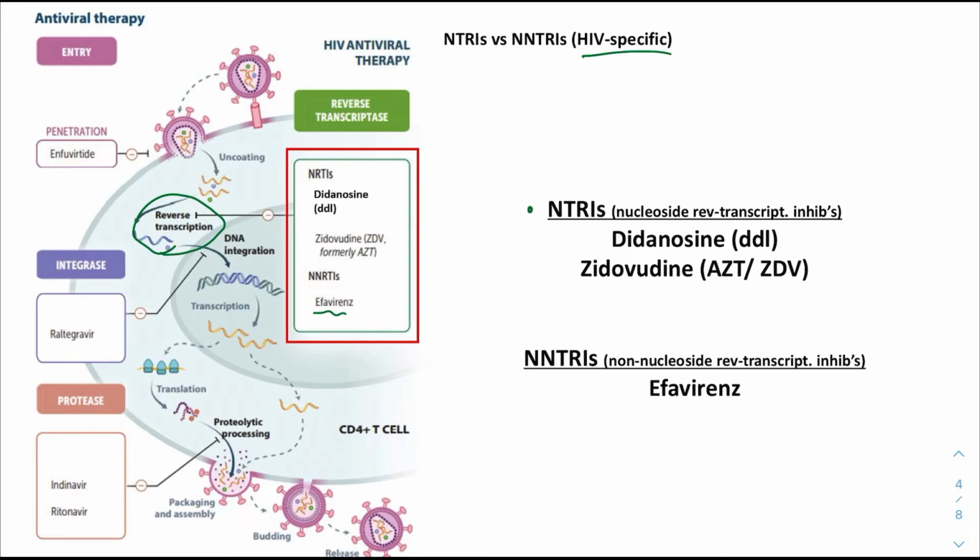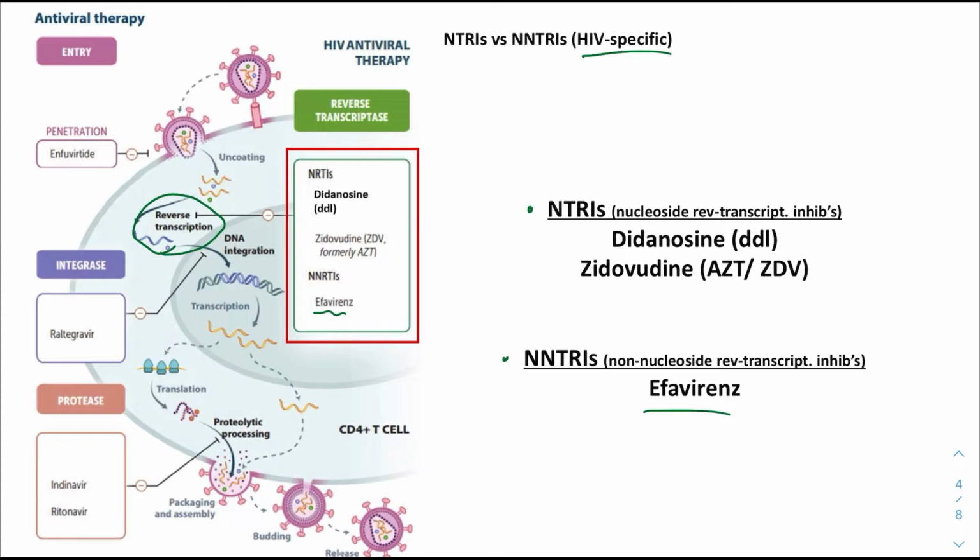The other way the reverse transcription process is inhibited is with NNRTIs, which are non-nucleoside reverse transcriptase inhibitors. In this case, with efavirenz, it is just going to be covalently bonding to the actual reverse transcriptase enzymes the virus uses, such that it's not able to properly make strands of cDNA.